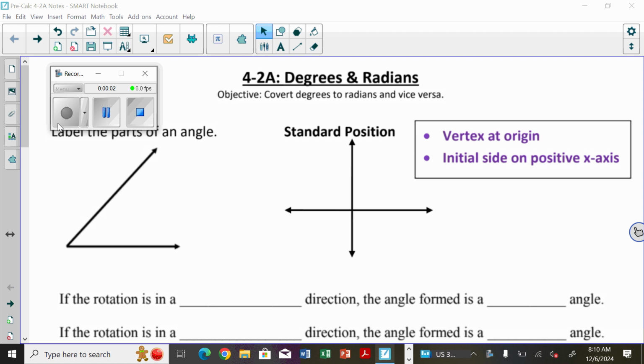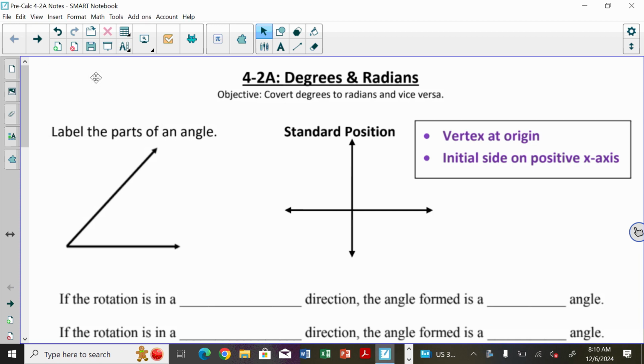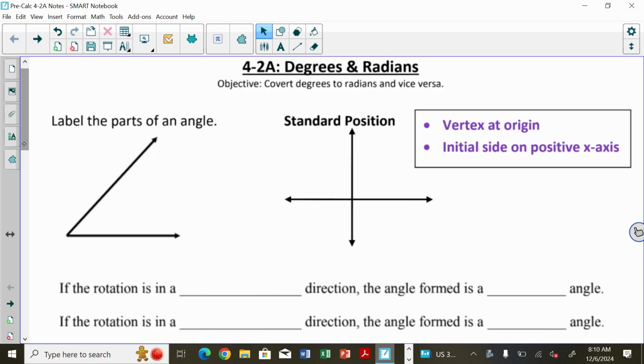All right, let's roll on with 4.2 here, talking degrees and radians. So 4.2 is another massive section, and we're actually going to split it into three different parts: 4.2a, 4.2b, and 4.2c. This one is just about degrees and radians, and really what we want to do is convert degrees to radians and then vice versa. That's the main point here.